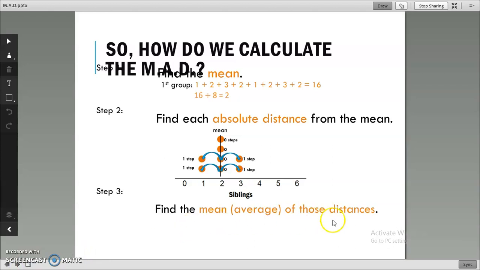And then we're going to find the average of those distances. So that's 1 plus 1. Should we have 8 just like we had here? So 1 plus 1 plus 0 plus 0 plus 0 plus 0 plus 1 plus 1.